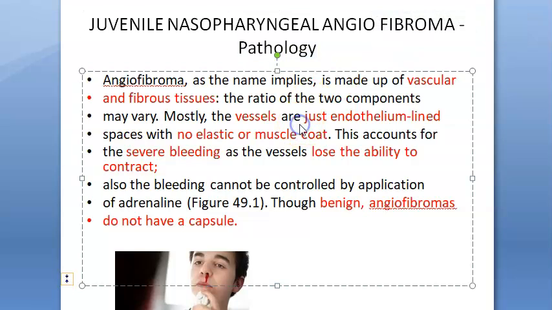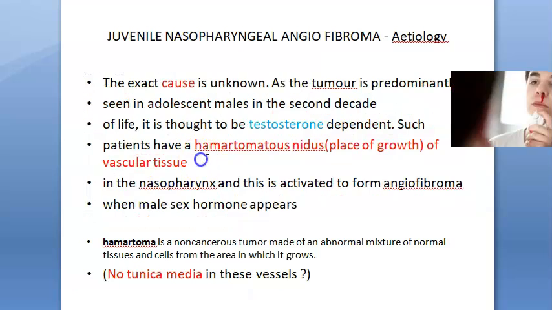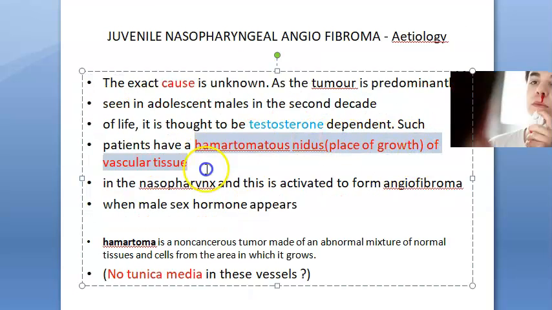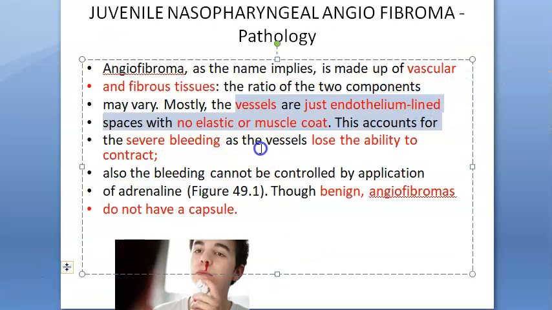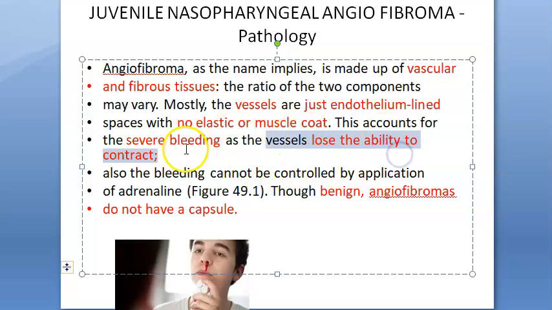Testosterone, because of which there is going to be some hematomatous nidus of vascular nature in the nasopharynx, right? Hematomatous nidus, place of growth, that is vascular tissue in the nasopharynx. How will this vascular tissue be? These vessels are just endothelium spaces with no elastic or muscle coat. They lose the ability to contract, so there will be severe bleeding. Bleeding you cannot control by application of adrenaline.